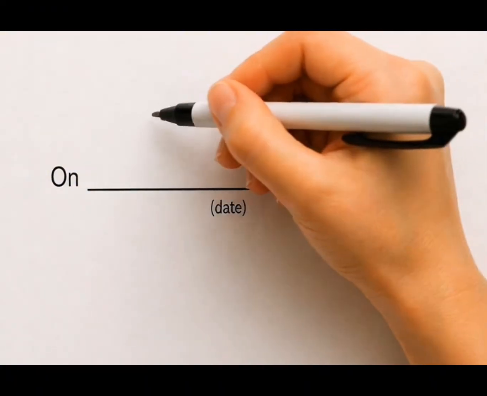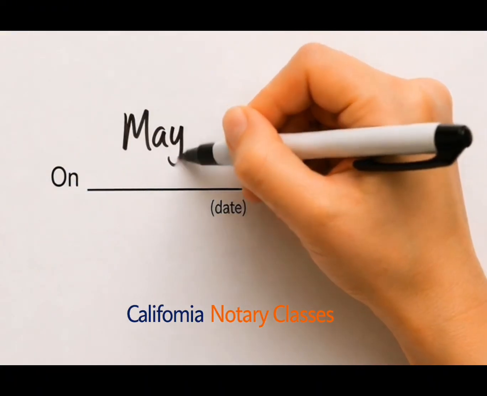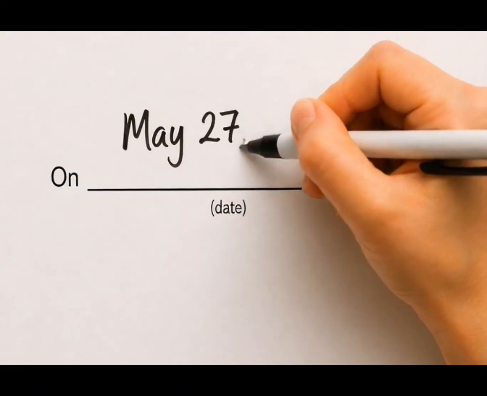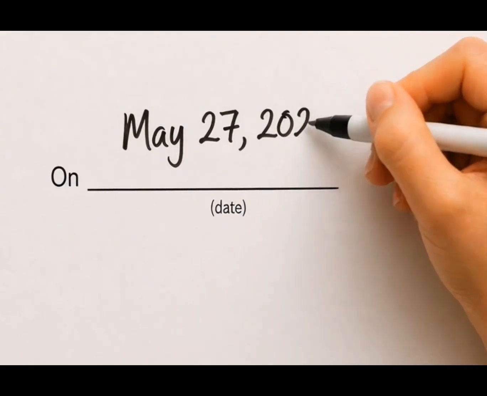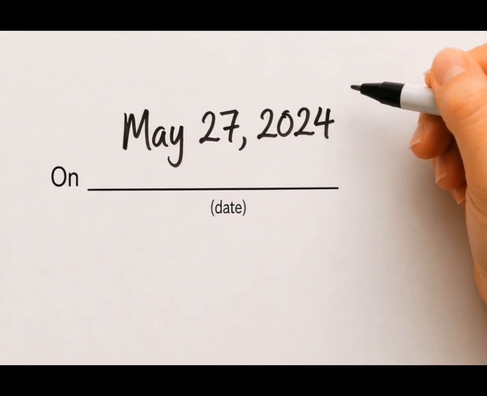In this section, you will write the date the notarization is taking place. Never use a future date or a backdated date. Only write the date you are actually completing the notary certificate, the exact date your pen hits the paper.